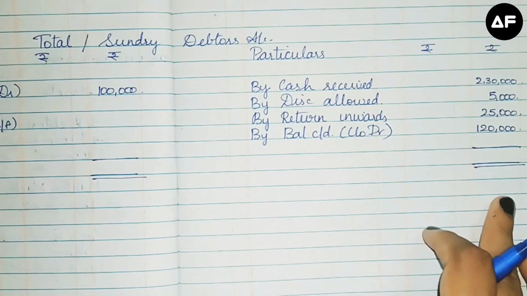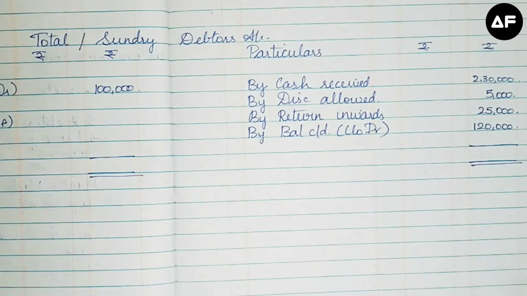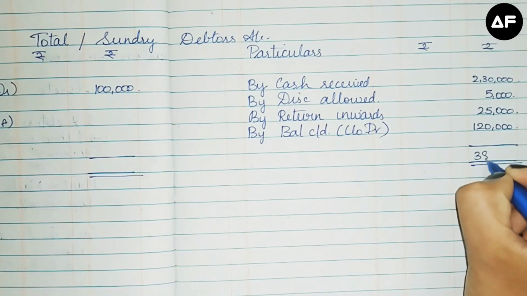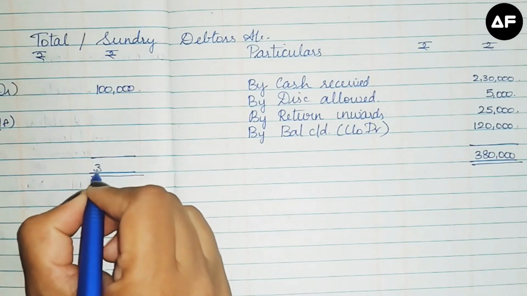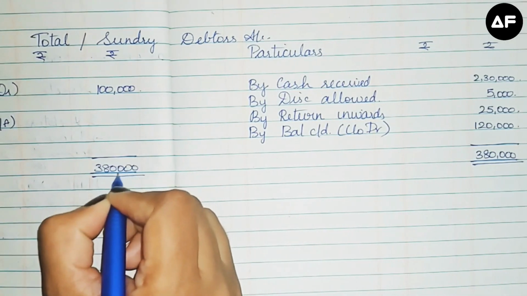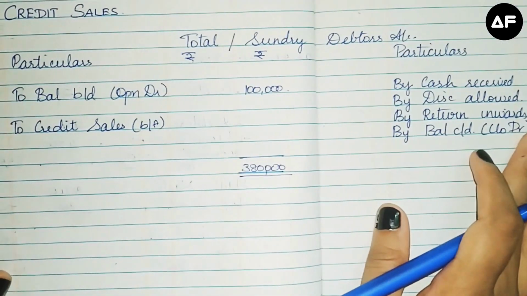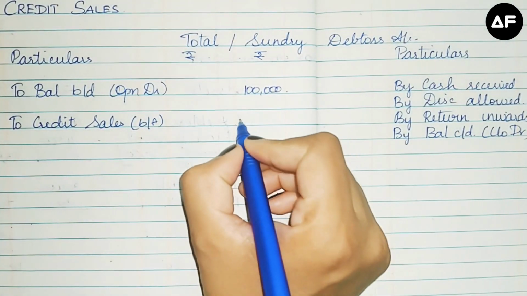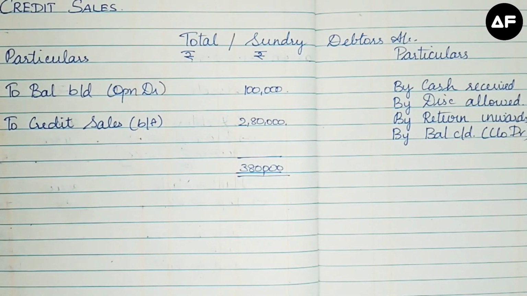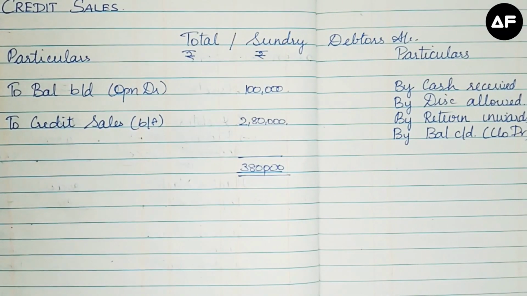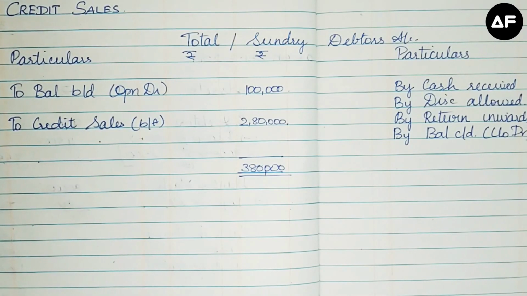Let me add up the credit side. The addition sums up to 3,80,000. From 3,80,000, I'm going to take away the 1 lakh. If I take away the 1 lakh, I get the credit sales of 2,80,000. So this is how you find credit sales. A simple sum of finding credit sales.